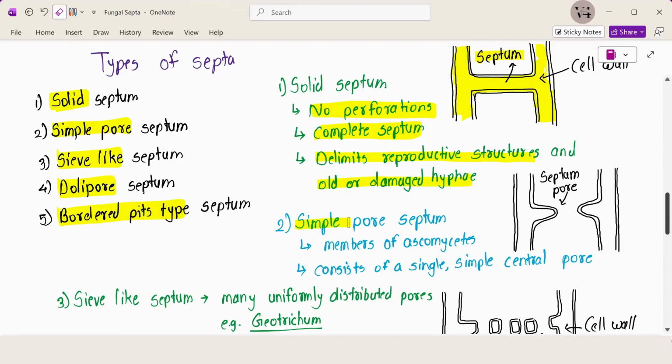Next is the second type, that is simple pore septum. Simple pore septum is found in members of ascomycetes. The septum consists of a single central pore. Draw the hyphal walls, but this time leave a single clear gap in the middle of the cross wall. This represents the simple pore septum.